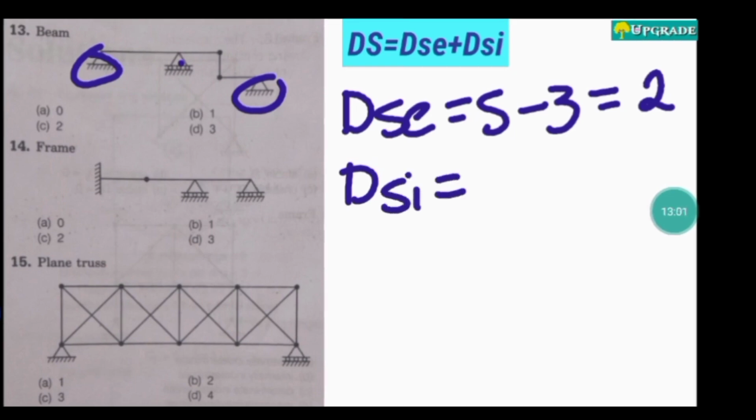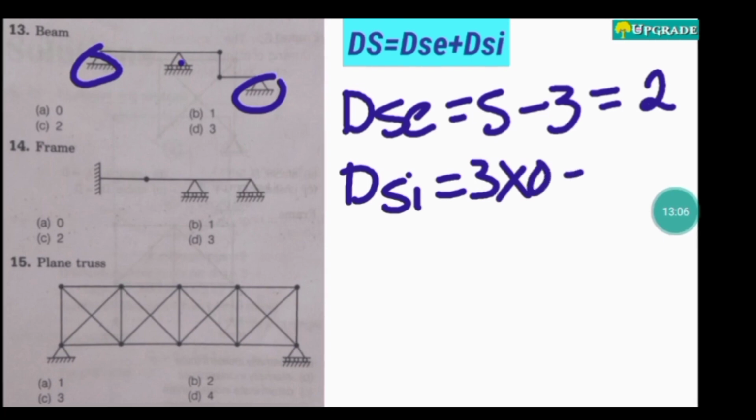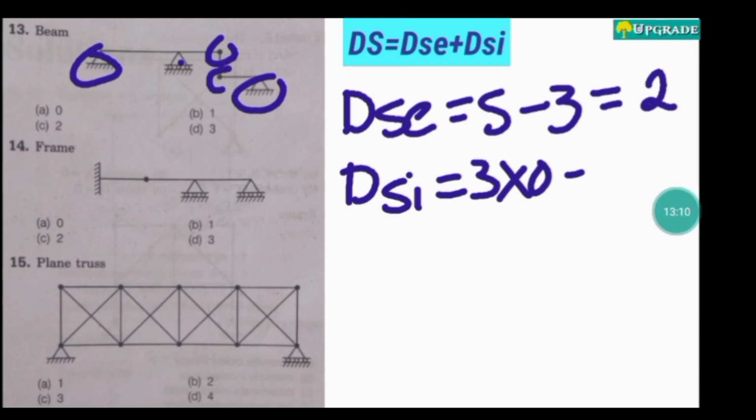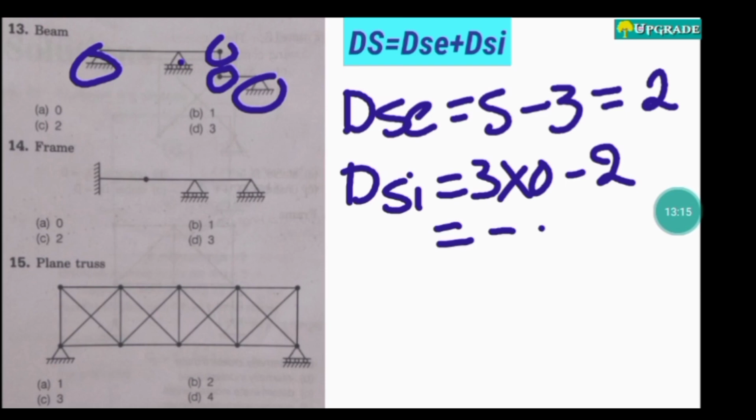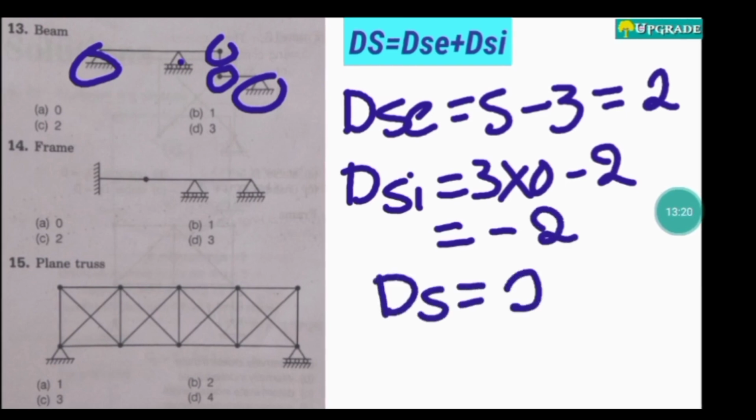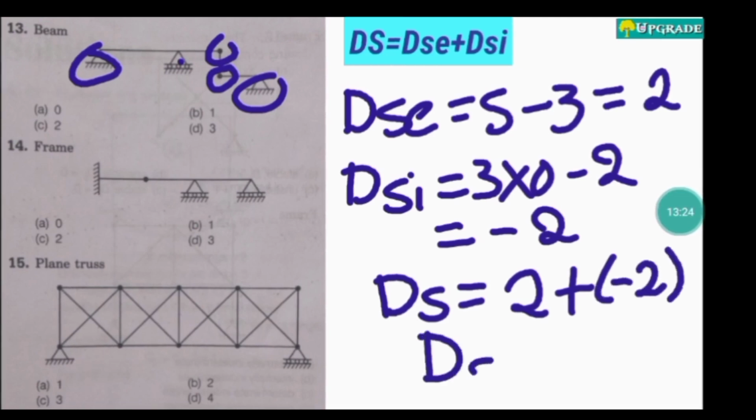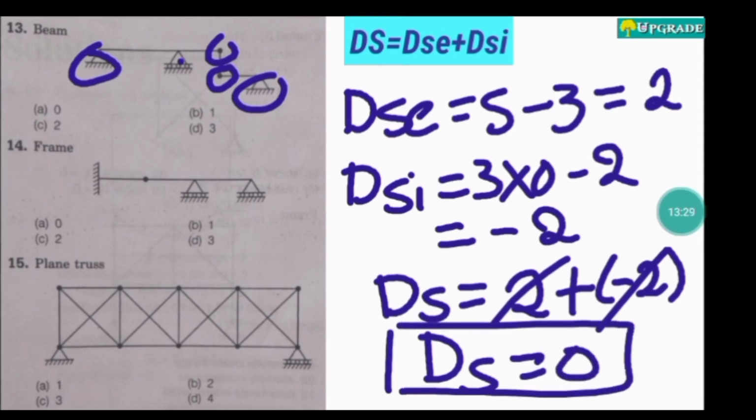So DSI formula: 3C minus RR. 3 into closed loops 0, minus released reactions. This hinge is connected to 2 members, so 2 minus 1 is 1, and this is also 1 reactions. So total 2 reactions. Therefore DSI will become minus 2. So DS equals DSC, that is 2, plus DSI, that is minus 2. So the 2 get cancelled, and the DS value will be 0. So option A is correct.